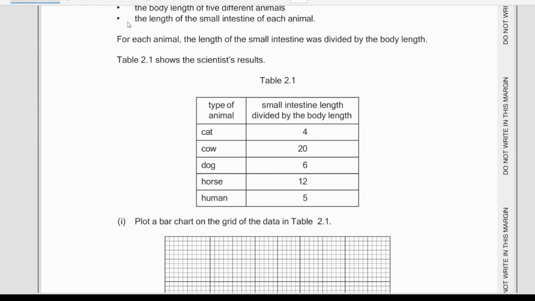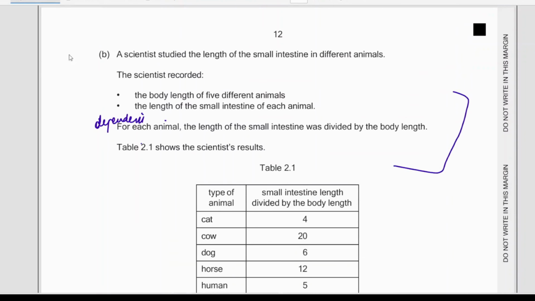One is independent and one is dependent. What is dependent given in the question? That is independent. No, dependent. Length divided by the body length, whatever is given in this column, this one.